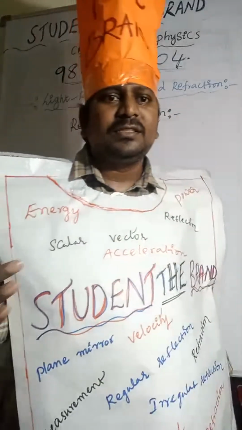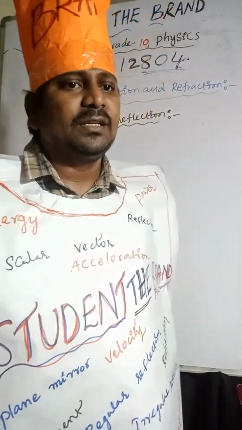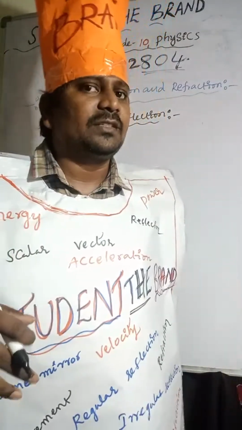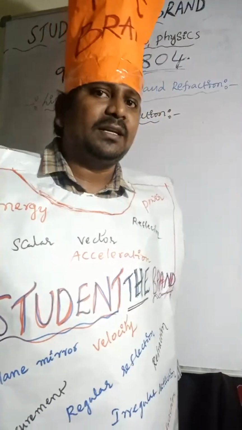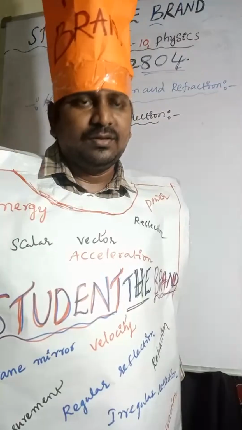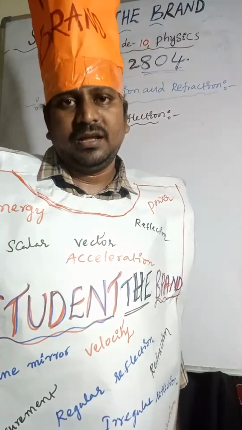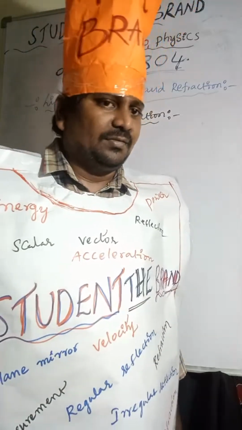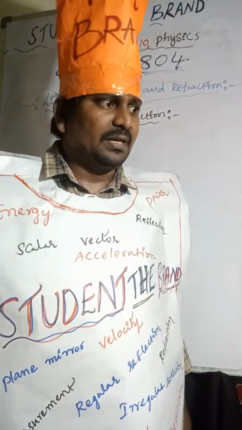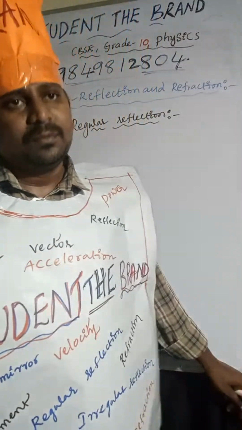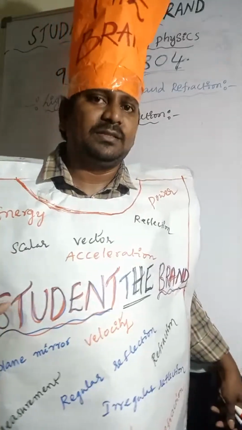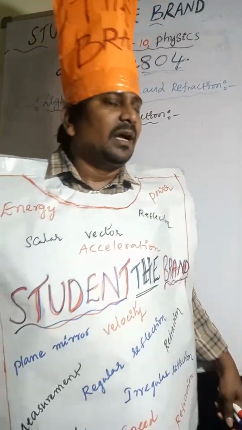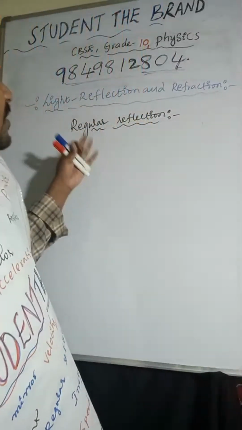So angle of incidence is equal to angle of reflection, even for an irregular surface also. So angle of incidence is equal to angle of reflection, if you consider the normal line at each point. So it is applicable for all surfaces. But how the light is reflecting, that also depends. And coming to the next one, regular reflection and irregular reflection.